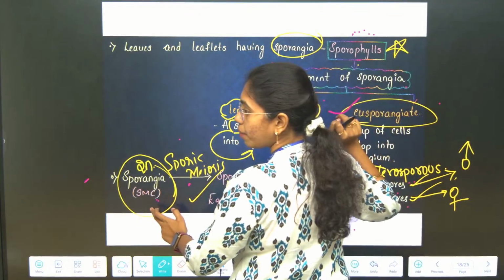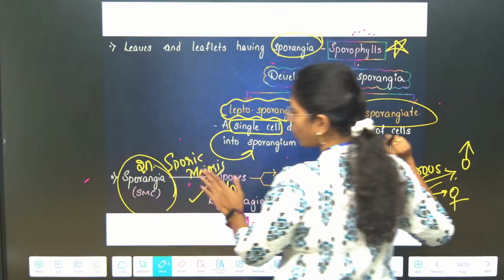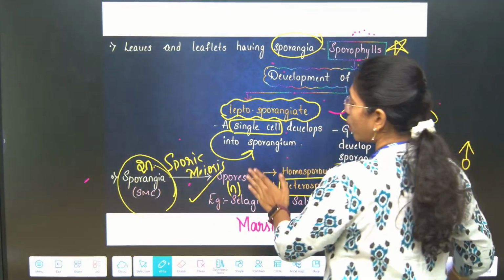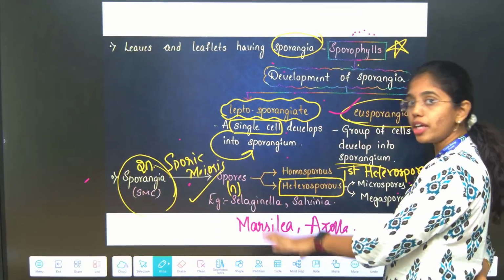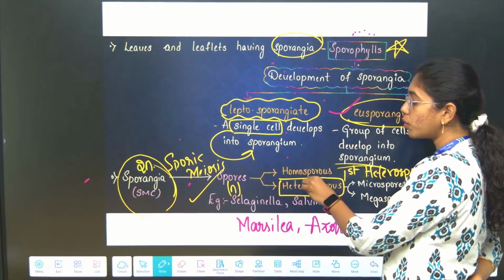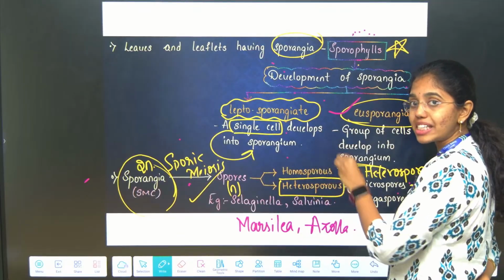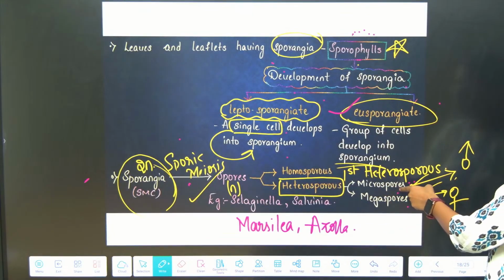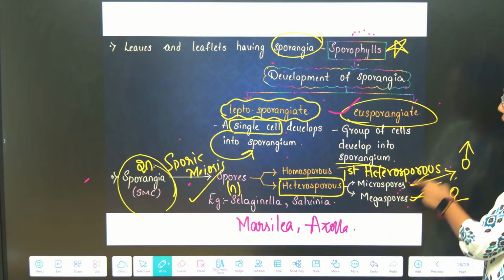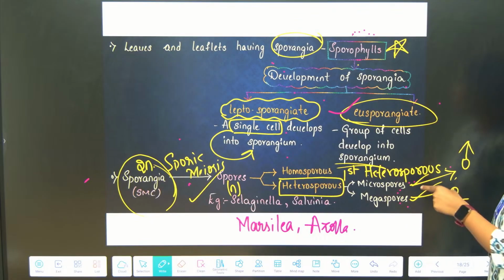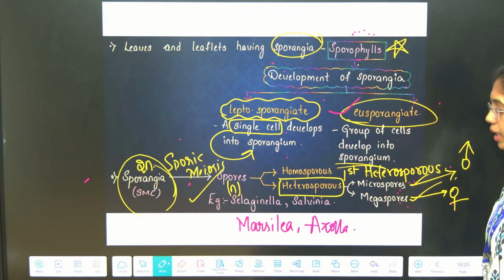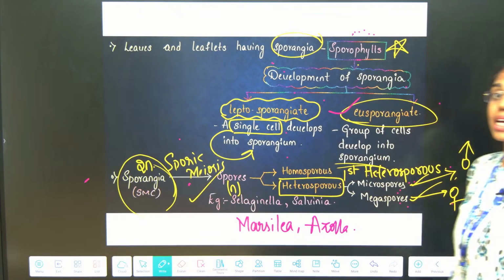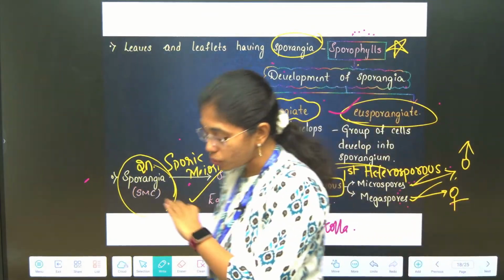This sporangia has what type of cells? Spore mother cells. Undergoes what meiosis? Sporic meiosis. Produces what spores? Haploid spores. Haploid spores are of two types. What are they? Homosporous and heterosporous condition. In heterosporous condition, microspores mature to what? Male gametophyte. Megaspores mature to what? Female gametophyte. Clear till here? Any doubt anywhere? And the examples of heterosporous condition are very important.